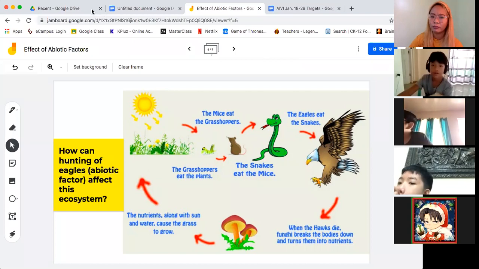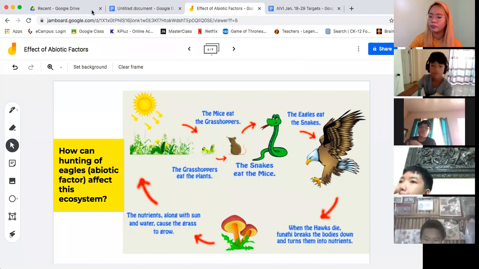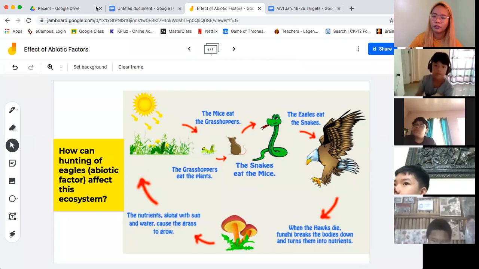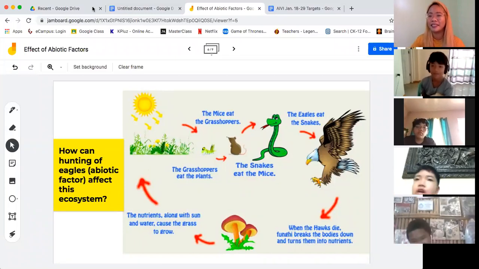It's bad because... In what way is it bad? Can you give something specific? If the snakes get many, they can bite more people. Bite more people, really.